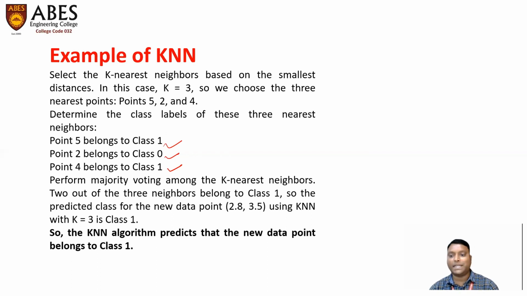So this is the whole scenario of the k nearest neighbor algorithm. In this way, we can solve a lot of problems related to the k nearest neighbor algorithm. So the KNN algorithm predicts that the new data point belongs to class 1. This is our answer, and you have to perform only this. Okay, I think this is a very simple algorithm.